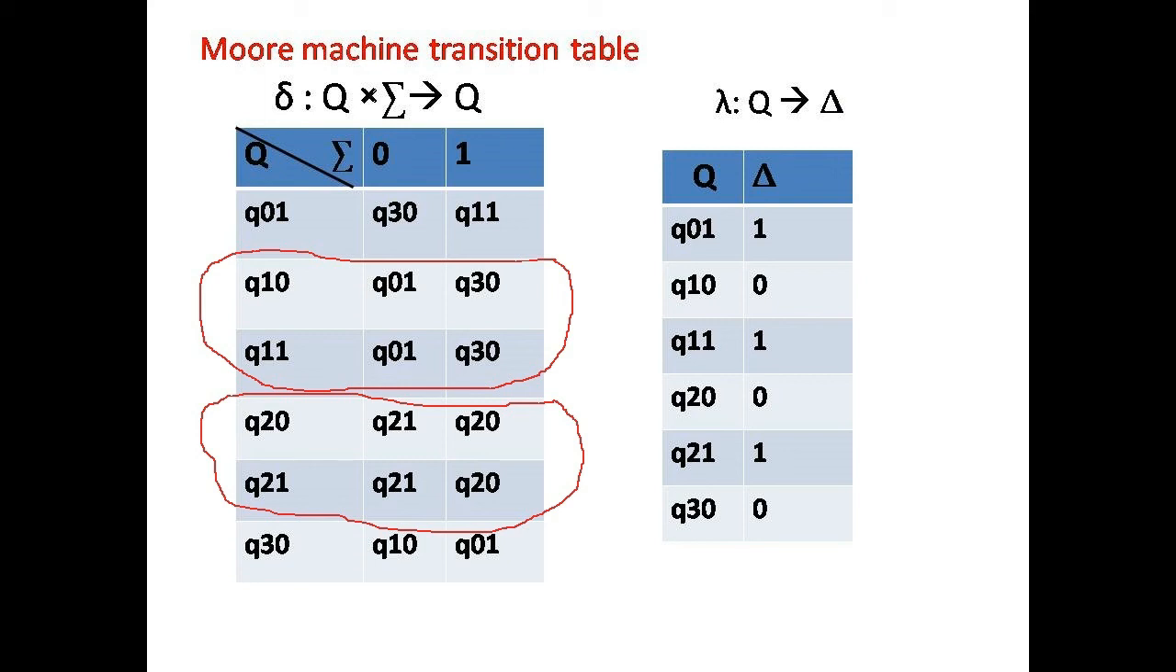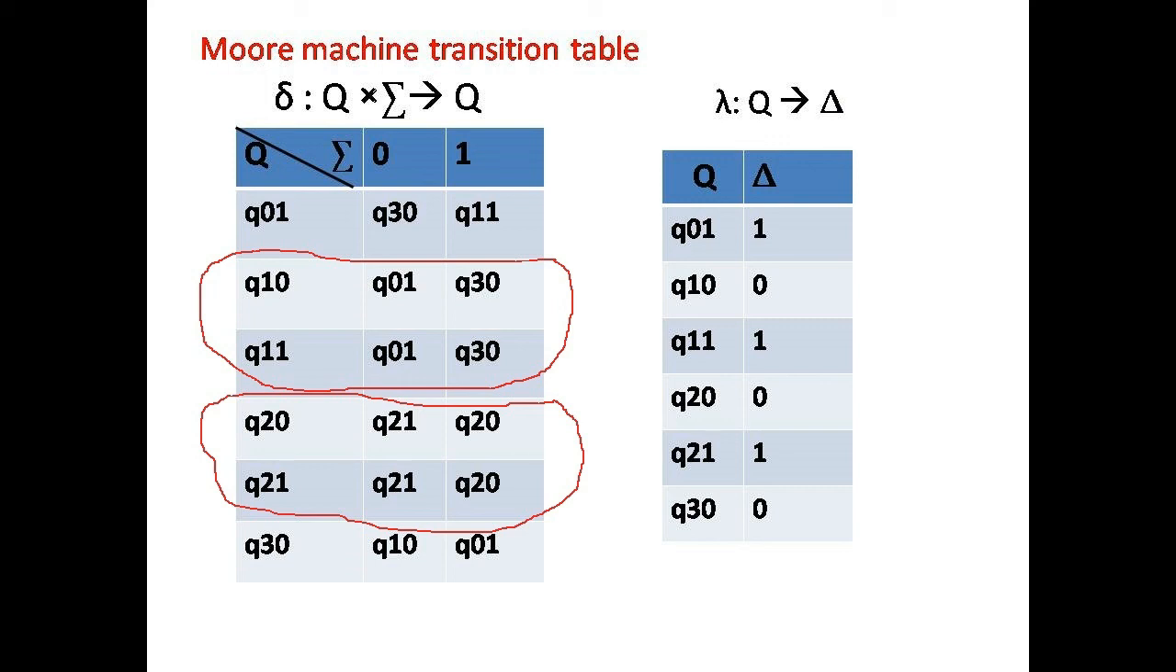Same as Q20 and Q21, the state is the same, that is the Q2 state, but it produces different outputs, 0 and 1. Q20 and Q21 do the same thing, so we will get the same result. The entries for Q20 and Q21 are the same on input symbols 0 and 1.